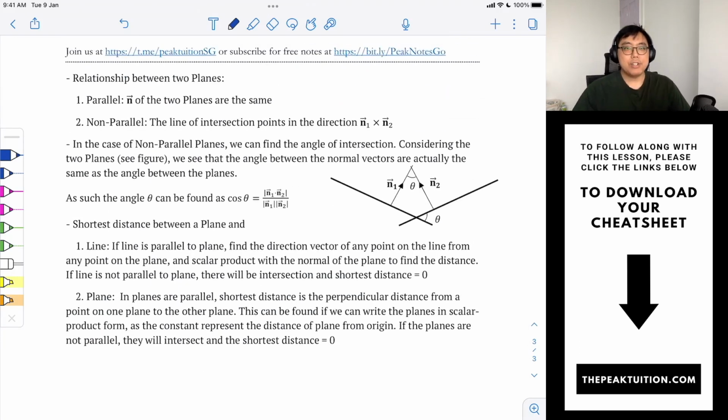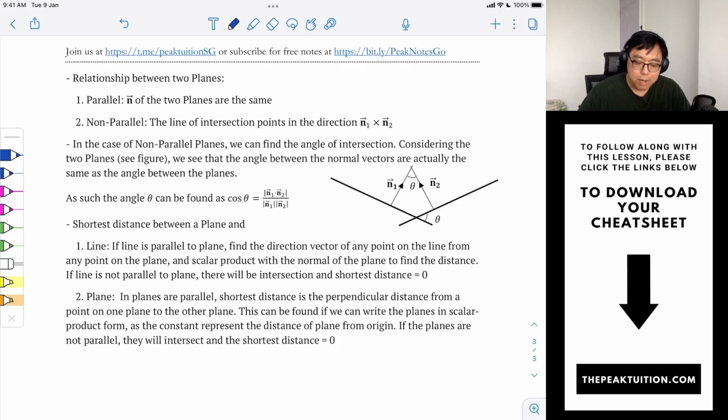Then we have the relationship between two planes. There are only two possible ways for two planes to interact with each other. One is them being parallel. If they're parallel, then n is the same. If they are non-parallel, n is different. Yeah, n is the normal. It tells us basically where the plane is facing.